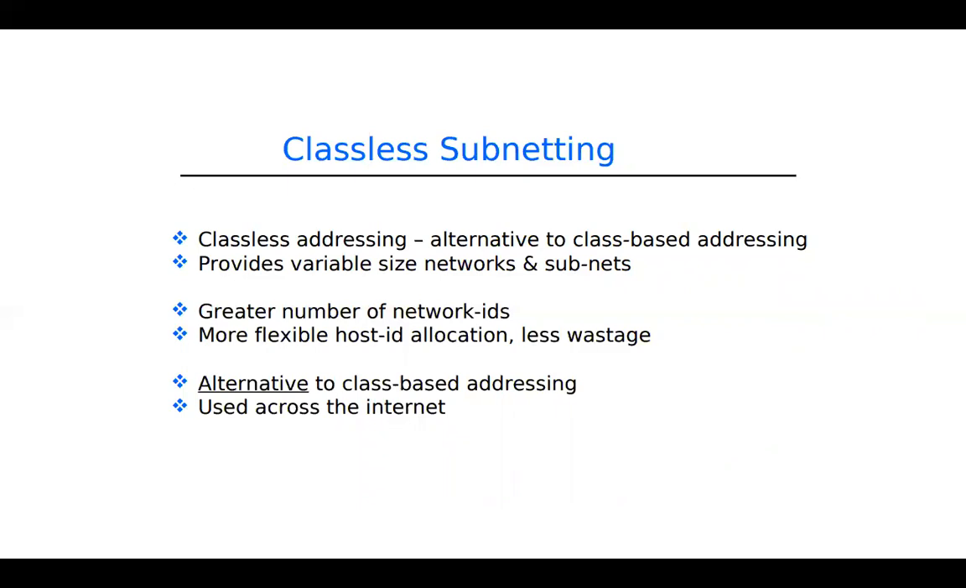Next is the classless subnetting. Classless addressing is the alternative to class-based addressing. The previous slide is the class-based addressing. It provides variable size networks and subnets and a greater number of network IDs. It is more flexible, with host ID allocation with less wastage. It is the alternative to class-based addressing and is used across the internet.